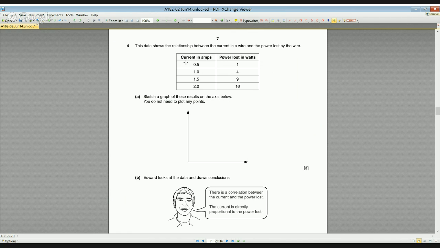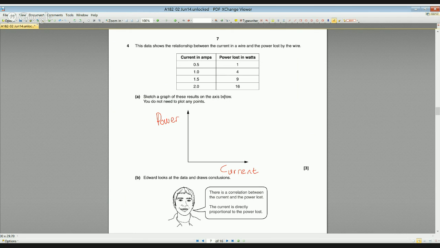First thing to do here is that the first column in a table will always be the independent variable, the thing we're changing, which in this case is the current, and that will always be on the x-axis. And therefore the dependent variable, the thing that we are measuring, will go on the y-axis. So we put power on the y-axis. Now let's have a look at these numbers.